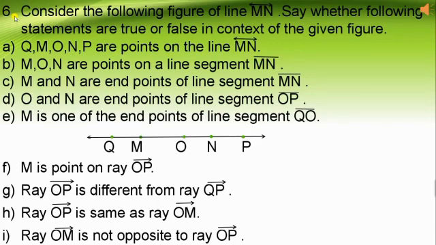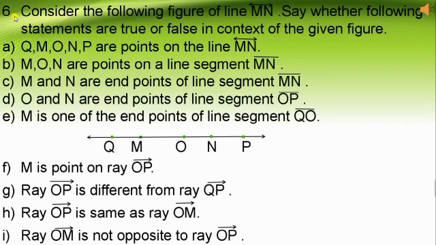Then statement B. M, O, N are points on line segment MN. In the given figure, you can see that the line segment MN has 3 points M, O and N. Hence, this statement is also true. The next statement is, M and N are end points of line segment MN. The name itself indicates that M and N are end points of line segment MN. Hence, this statement is also true.